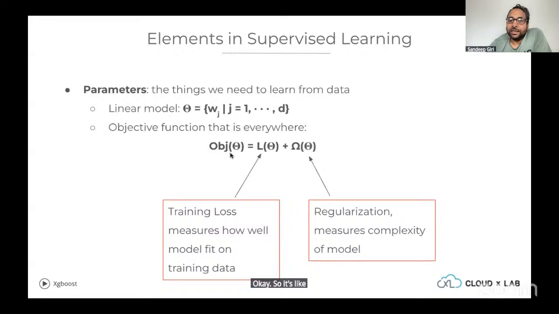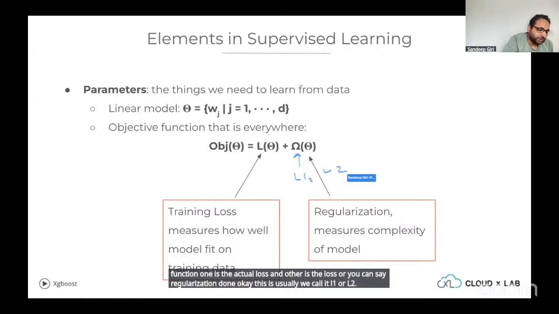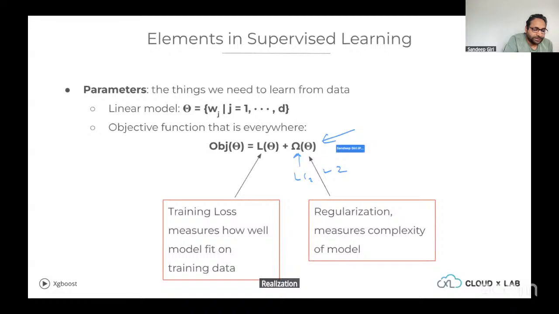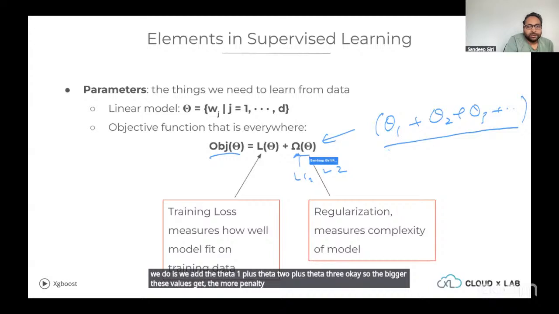So you always make two parts of the objective function. One is the actual loss, and the other is the regularization term. Usually we call it L1 or L2 regularization. What does it mean? It means that we are adding. When we say L1, we add theta 1 plus theta 2 plus theta 3. The bigger these values get, the more penalty you get.